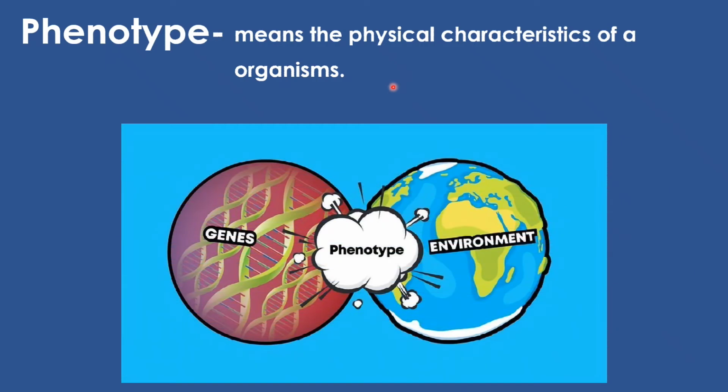So this is our phenotype. Phenotype is the physical characteristics of organisms that we can get hereditary, or from our parents, which just comes from our genes. We can also have physical characteristics from our environment. So from our genes and our environment, we have our phenotype.